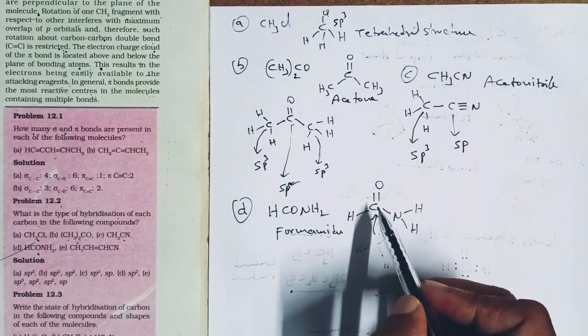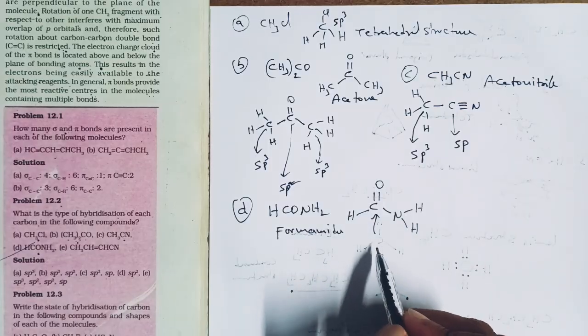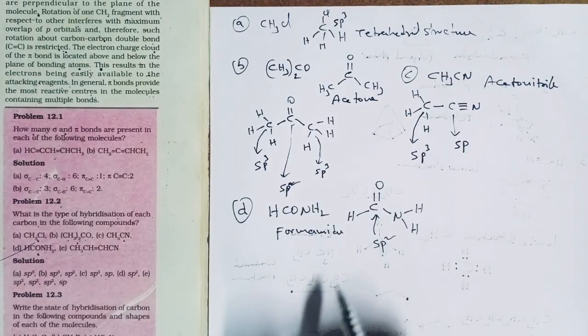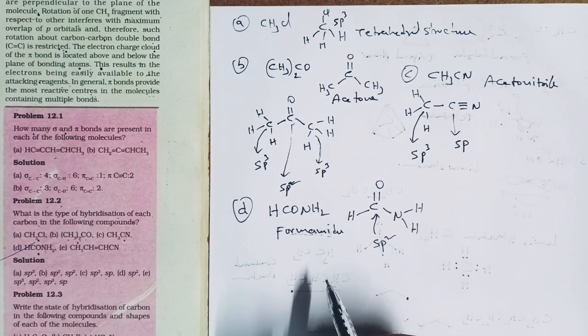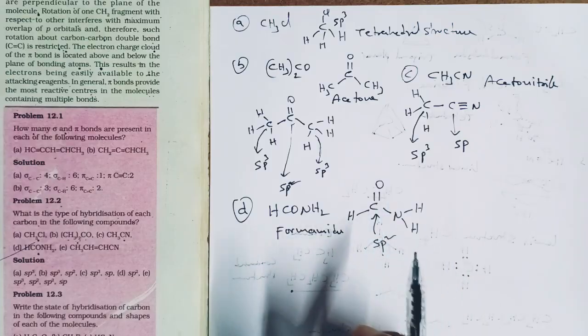This carbon has a double bond to O. When carbon has a double bond, obviously it is an sp2 hybridized carbon. Okay. Now the final one, E.